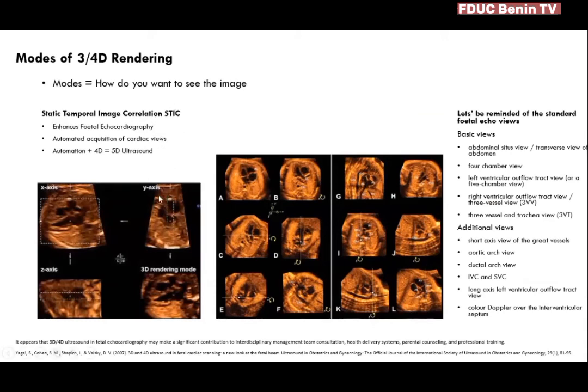What STIC does is, by basic volume acquisition of the baby's heart, and by proper placement of the imaging isocenter, all the views that are required for a complete fetal echocardiography, including the 4-chamber view, the 3-vessel trachea view, even additional views like the aortic arch view and ductal arch views, are all displayed automatically. Now we know that this is going to save a lot of time, and this has a lot of benefit for the interdisciplinary team management of the baby.